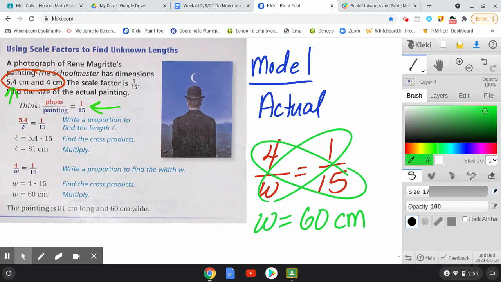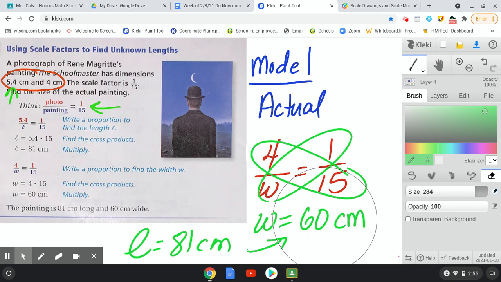So the length of the actual painting was 81 centimeters, and the width of the actual painting was 60 centimeters. All right. So here we used the scale factor that they gave us along with the scale drawing dimensions to find out how large the actual painting was, which was an 81 by 60 centimeter painting. Okay, so now we are going to do one more example.